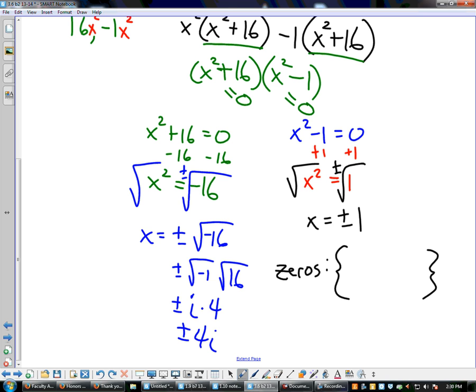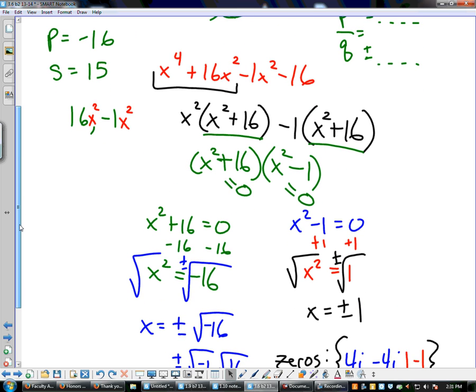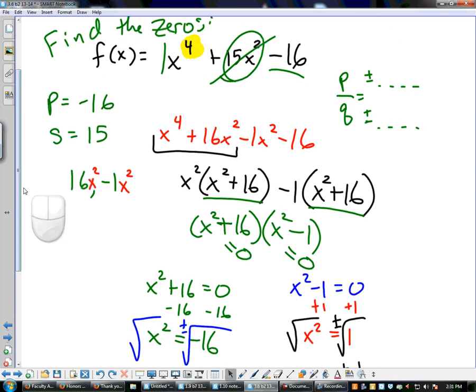And our zeros are going to be the 4i, the negative 4i, the 1, and negative 1. Those would be the 4 zeros for this function, x to the 4th plus 15x squared minus 16.